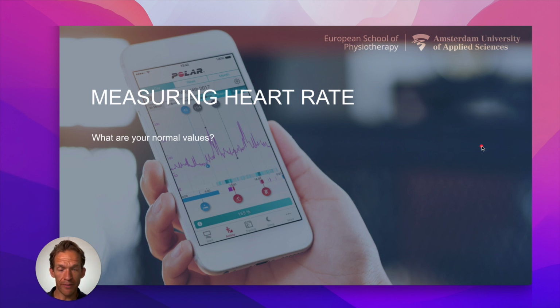So please have a good look at your own values. Take a heart rate monitor. Just use the manual method to measure your resting heart rate. Try to measure heart rate at different exercise intensities so that you have a good idea of what your values are for different intensities.